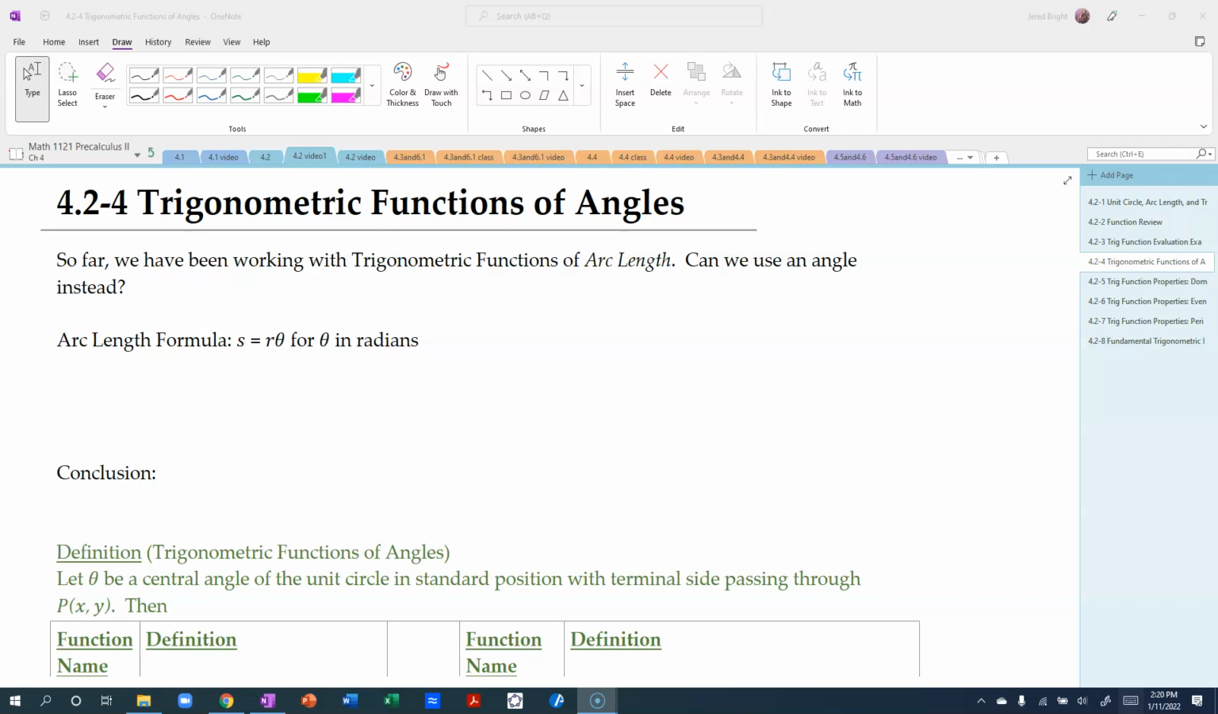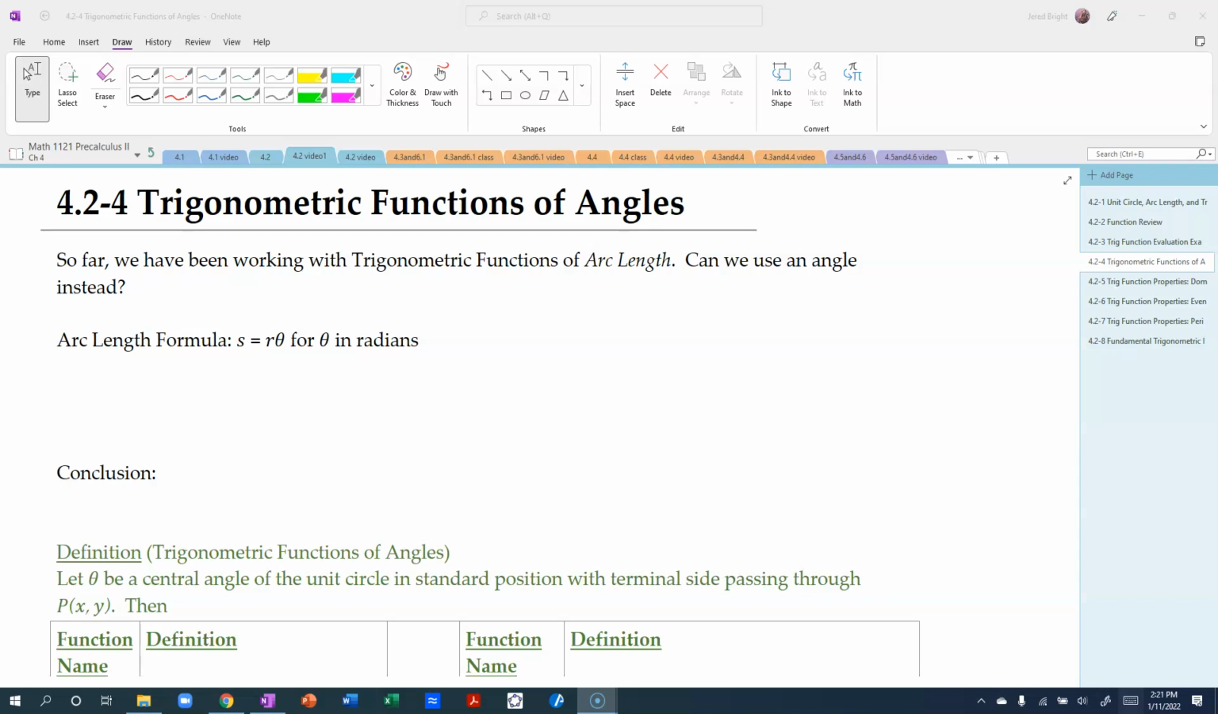Those of us that have seen trigonometric functions before, you're probably thinking, okay, I don't remember them being of arc length, right? You always talked about sine of theta, cosine of theta, and well, yeah, we're gonna get there, and that's where this video comes into play, because we can talk about trigonometric functions in terms of angles and not arc length, okay? But we need to relate the two first, okay?